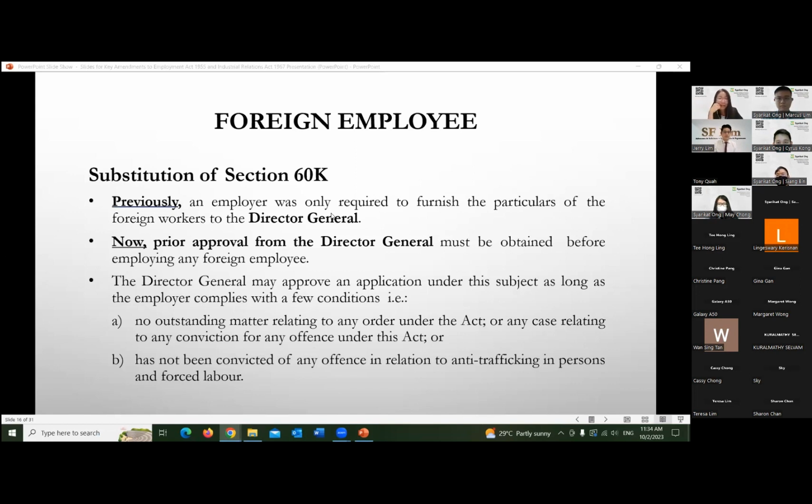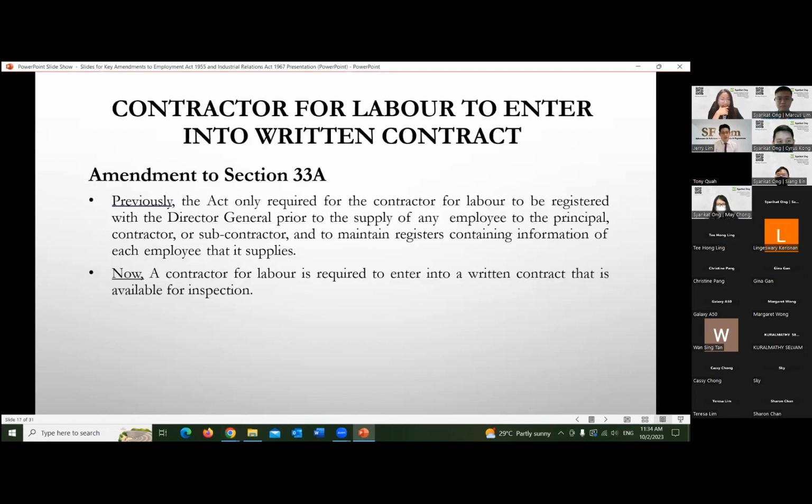Slide number 17 talks about contract for labor. So are we talking about the agencies, those in the business of supplying labor to another company? Yes. So what is this written contract for contract for labor? Can you let us know a little more detail about what this new requirement actually means?